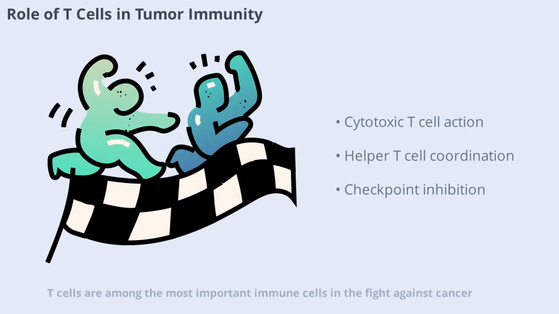T cells are among the most important immune cells in the fight against cancer. Cytotoxic T cells can recognize and kill cancer cells directly, while helper T cells coordinate the broader immune response. However, tumors can suppress T cell activity through various mechanisms, such as expressing checkpoint proteins that inhibit T cell function.